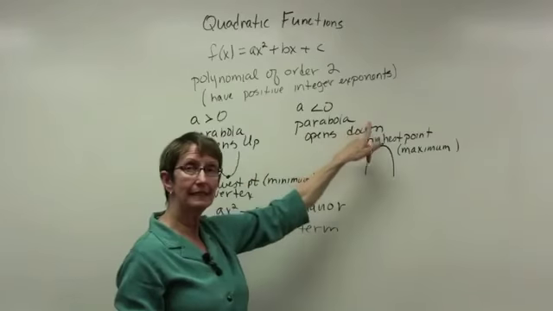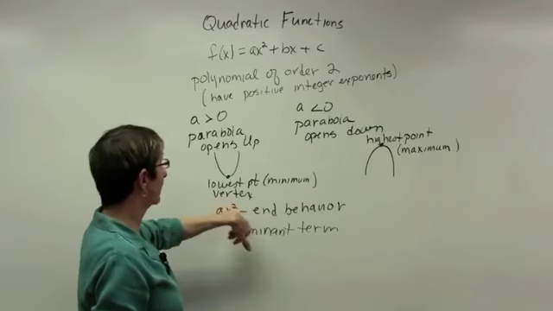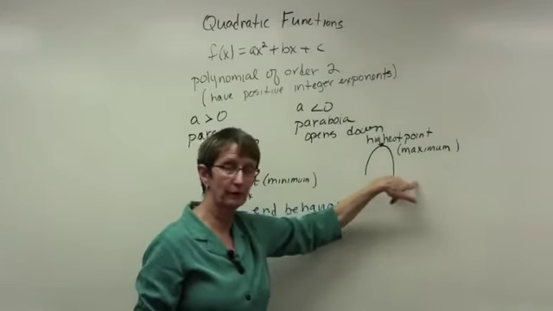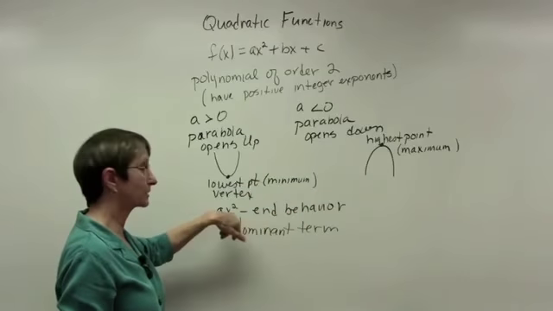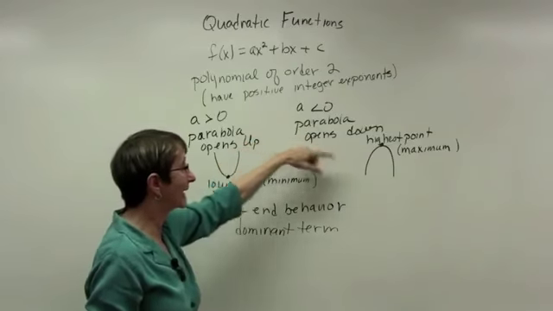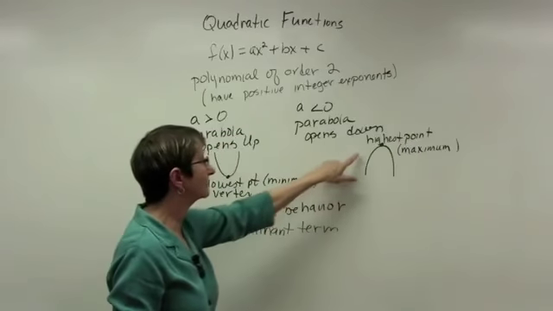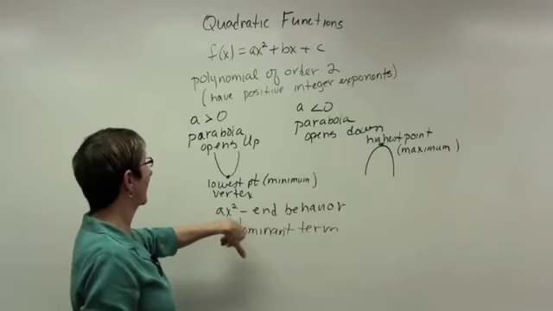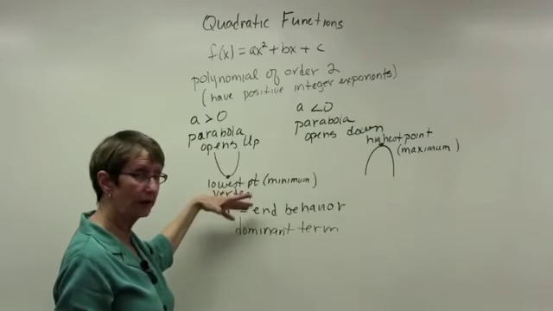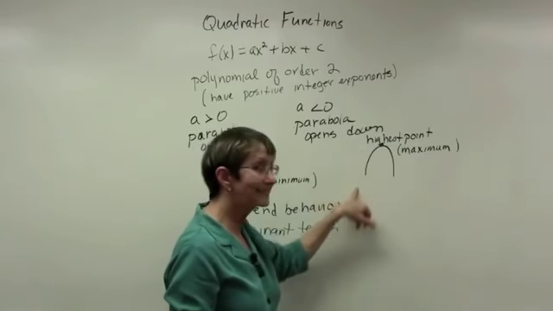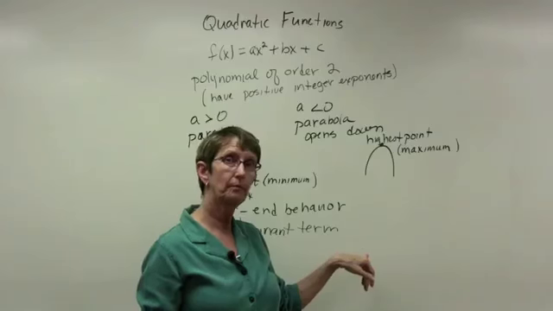If a is negative, I put in a value for x that's a very large positive number. I square it, but because a is negative, I get a very large negative number. And if x is a large negative number, and I square it, if a is negative, I still get a very large negative number.